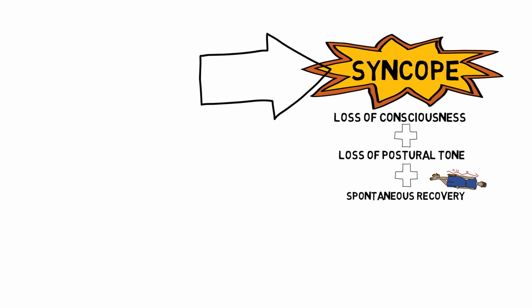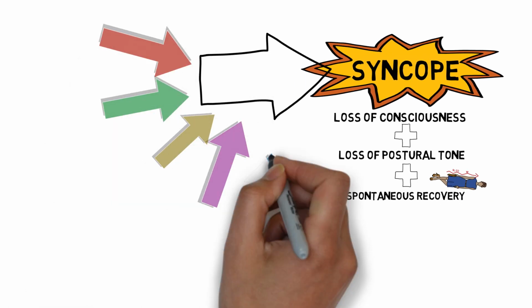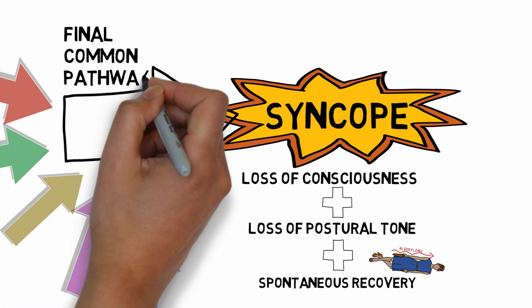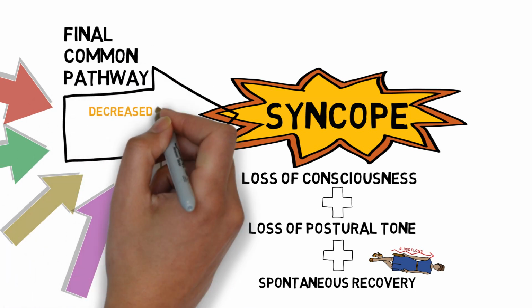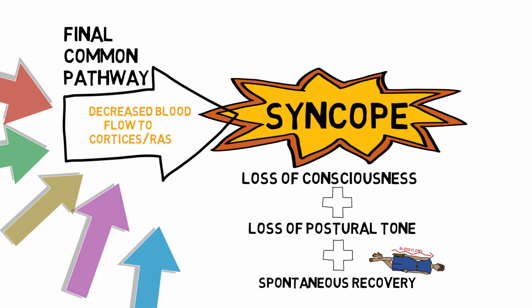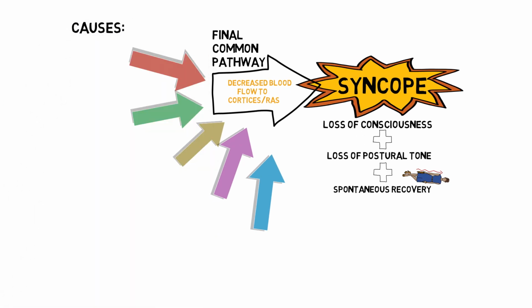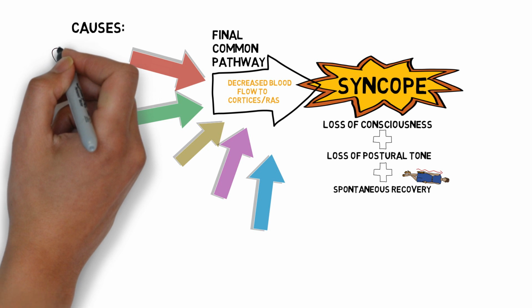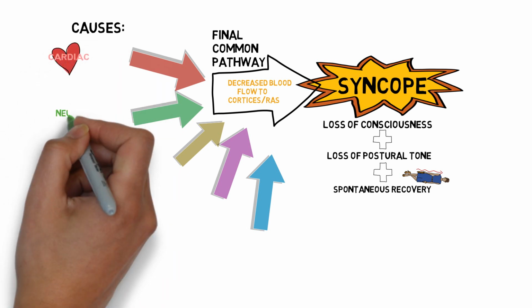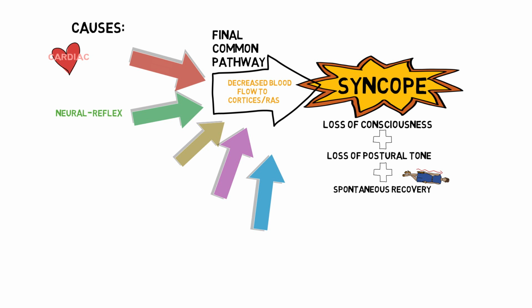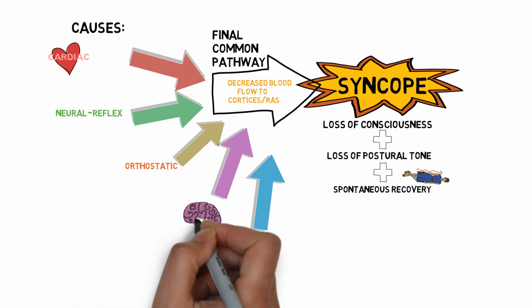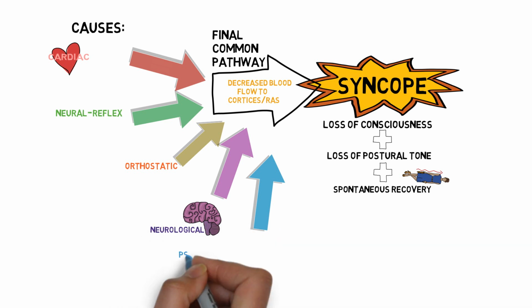causes of syncope. There are many, many causes of syncope, but there's only one final common pathway, and that is decreased blood flow either to the cerebral cortices or the reticular activating system. There can be many different reasons for this decreased blood flow state, but let's focus on just the 5 major categories: cardiac, neural reflex, orthostatic, and then less commonly, neurological causes as well as psychiatric or behavioral causes.